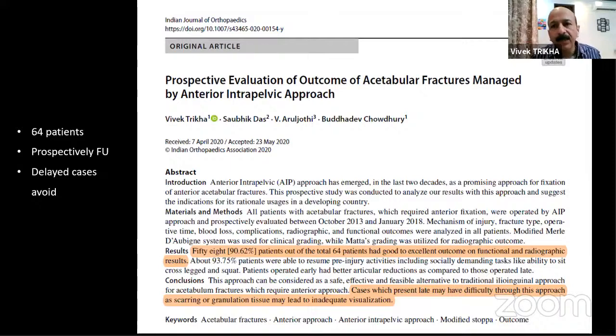This is the paper on the intrapelvic approach that we published last year in the Indian Journal of Orthopaedics, where we had 64 patients followed up, prospectively, over the last 5 years from 2013 onwards. And what we were able to conclude was, yes, it gives us very good exposure. Only 3 cases needed to be changed to ilioinguinal once we were learning this approach initially. But those were the cases which presented late, as scarring and granulation lead to inadequate visualization and can disturb and damage your vascular structures. So remember, it's not so simple.